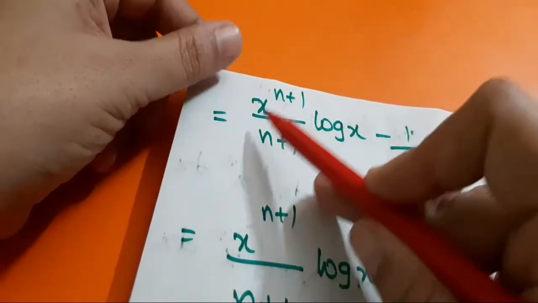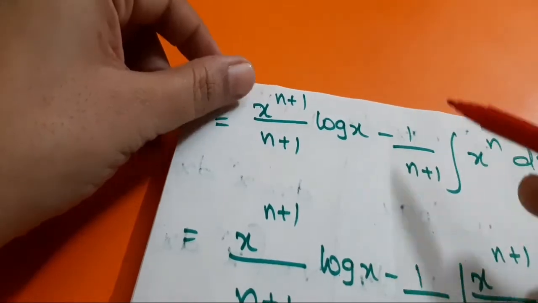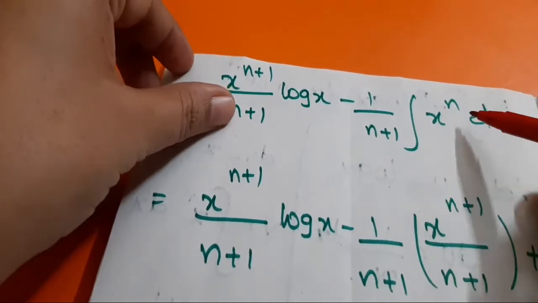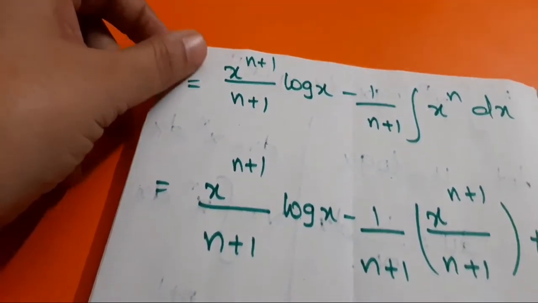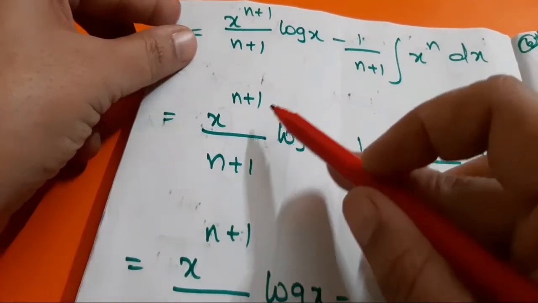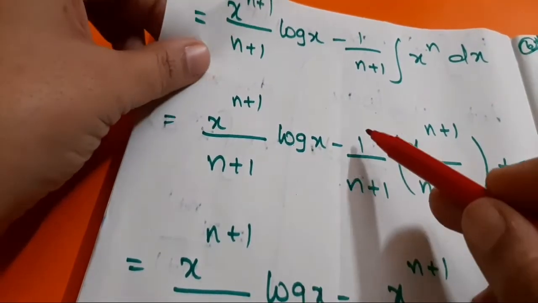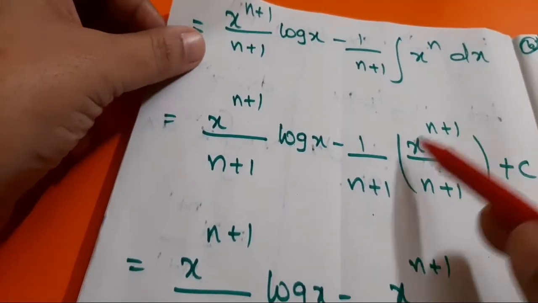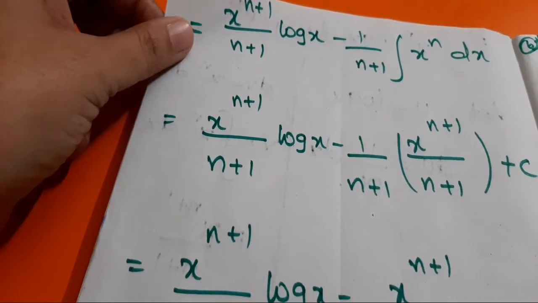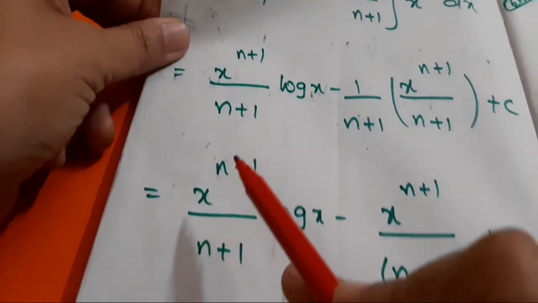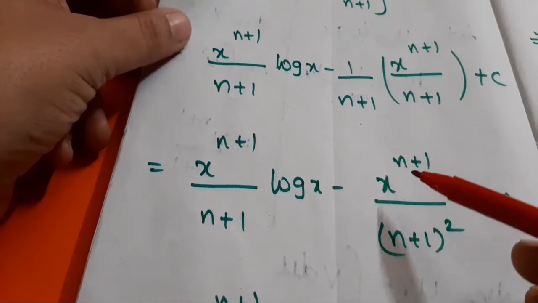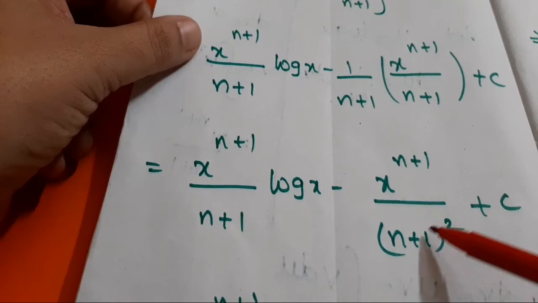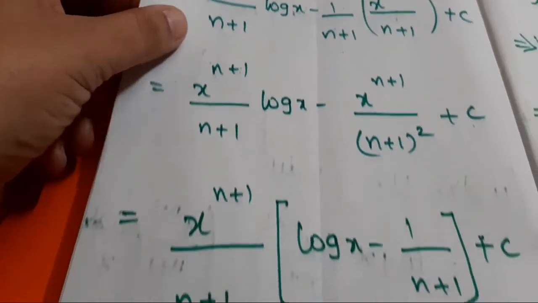So, x^(n+1)/(n+1) log x minus 1/(n+1) integration of x^n dx. Integration of x^n dx is equal to x^(n+1)/(n+1) plus c. So, here x^(n+1)/(n+1) log x minus x^(n+1) by (n+1) into (n+1), that is (n+1) whole square, plus c.